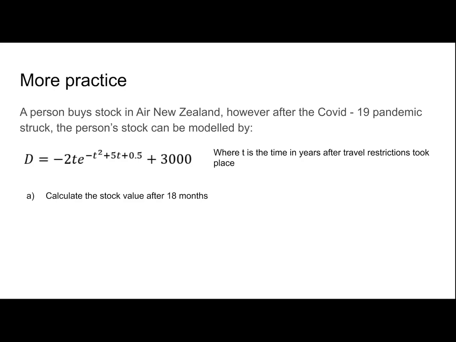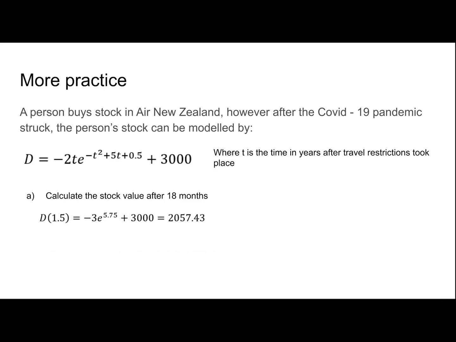Right, so in this case, we just need to substitute t equals 1.5 into the equation. The reason we're substituting 1.5 and not 18 is because t is defined as the time in years after travel restrictions took place, not months. So 18 months, with 12 months in a year, equals 1.5 years. So we're going to be substituting 1.5, not 18.